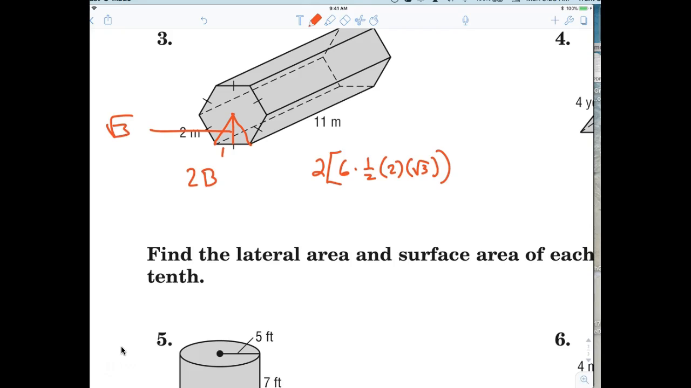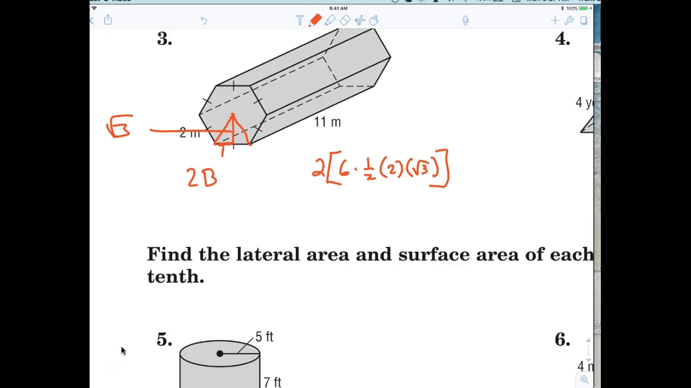Then why is 2 the base and why is 1 not the base? Why is 2 the base if you're using the tiny triangle? Well, because the 1 is used so I can find the height. Oh, right. I got you. All right, so that right there represents 2 times the area of the base.